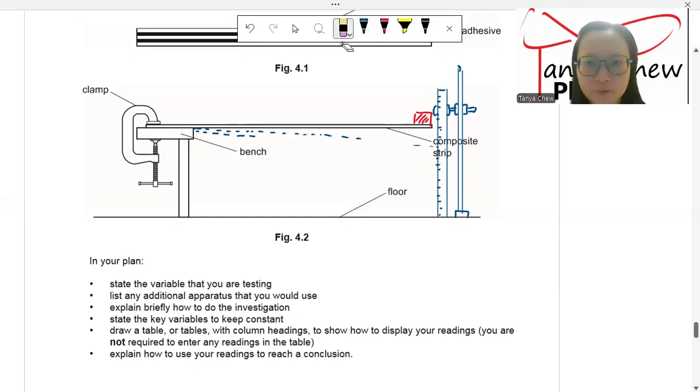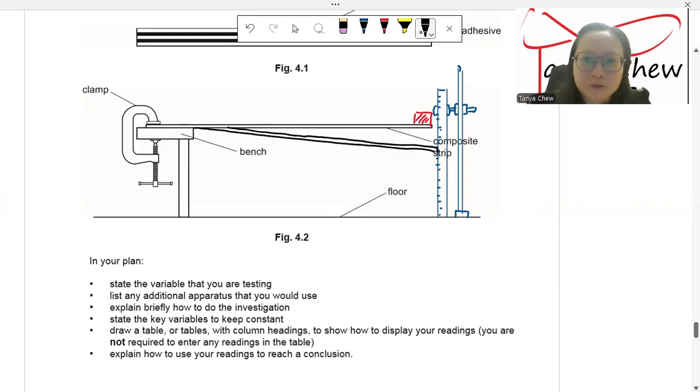It is actually like this. I'd better use the black color to draw it. So this is called the bending distance. That's my bending distance. And I have to label this as the load. This is a meter rule. This is a retort stand.